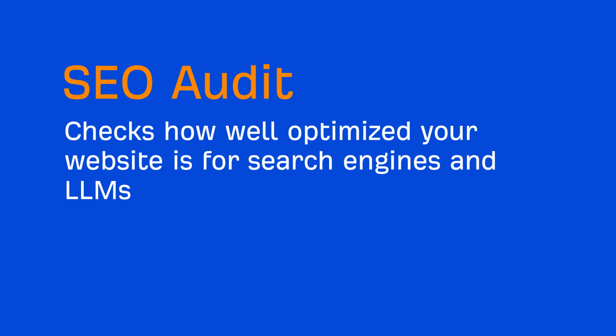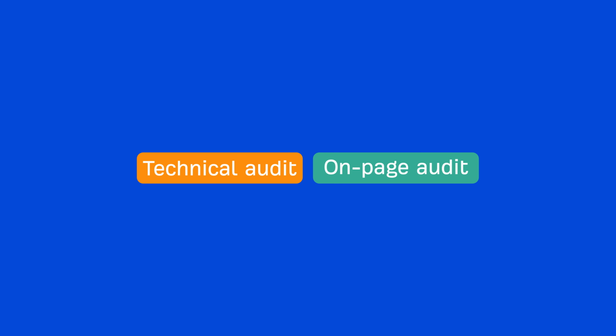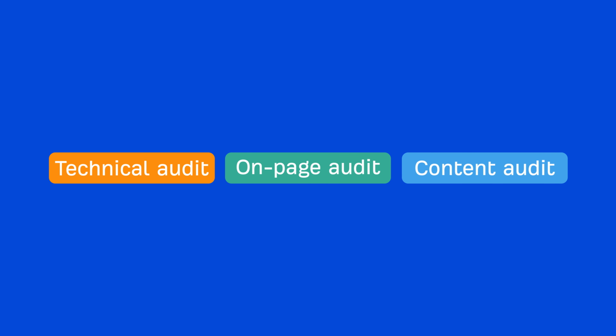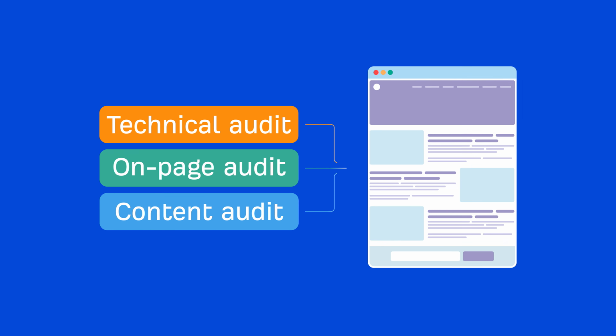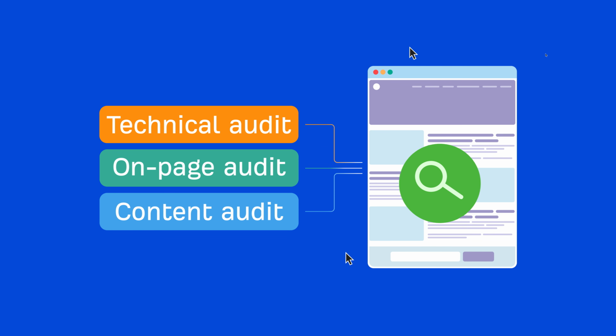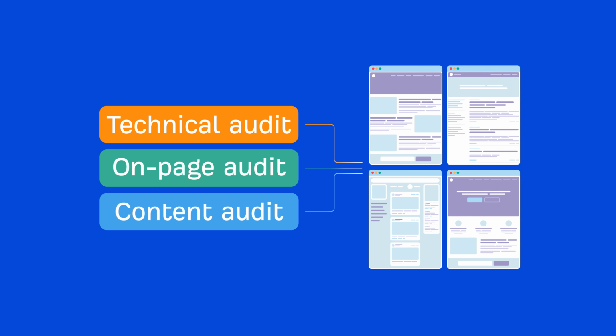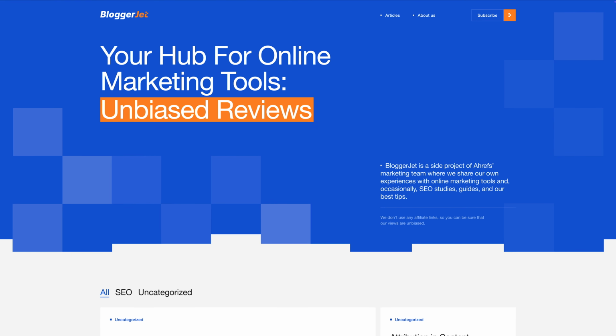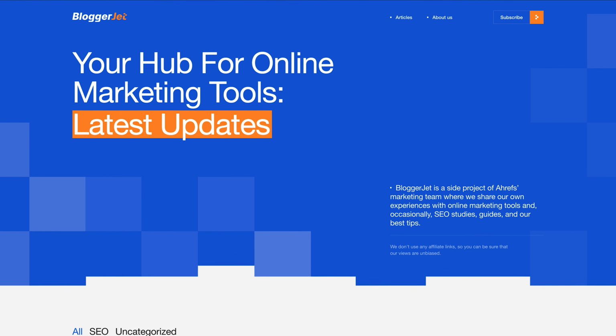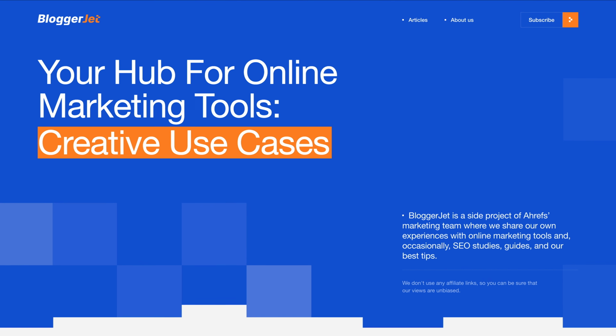Now, an SEO audit checks how well optimized your website is for search engines and, lately, large language models. And it usually focuses on three areas that could be treated as standalone audits: a technical audit, an on-page audit, and a content audit. Each of them builds on top of each other, helping you make your website discoverable, increase organic clicks from existing content, and find content opportunities that could potentially drive more rankings. So let's analyze bloggerjet.com, our sandbox website for various marketing experiments.